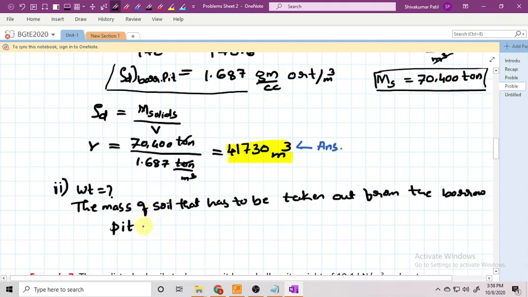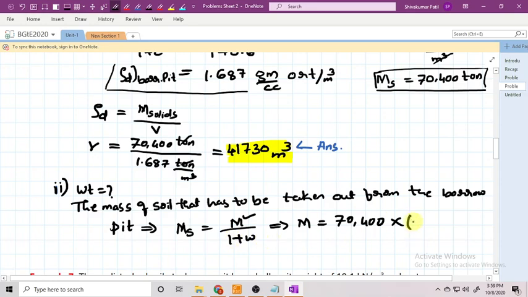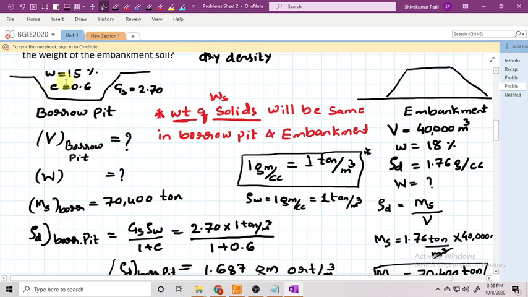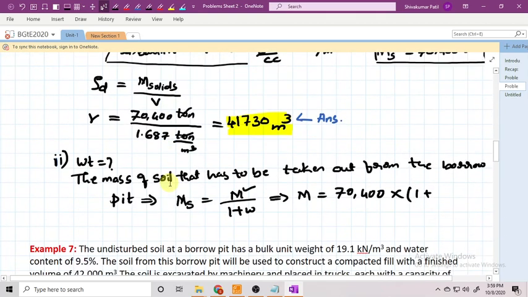So how can I find out that one? So I know one formula. Okay, what is that? Mass of solids equal to total mass divided by 1 plus W. With this, okay, so I want total mass, right? So total mass is equal to mass of solids, I know 70,400 ton, into 1 plus W. 1 plus what is the water content in that borrow pit? Borrow pit water content is 15%. Okay, so 0.15.